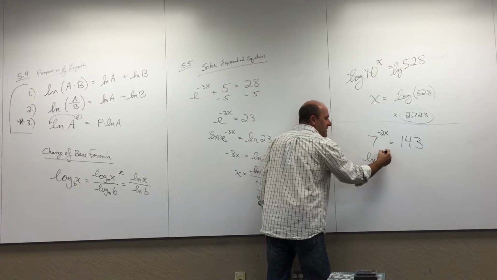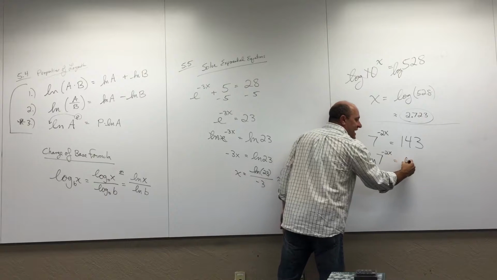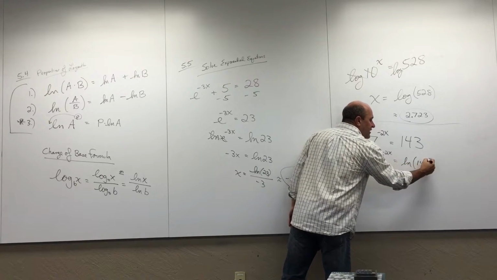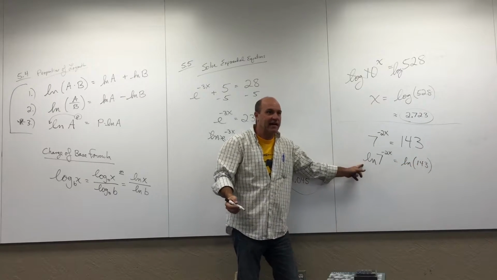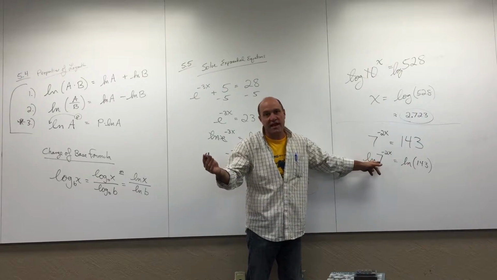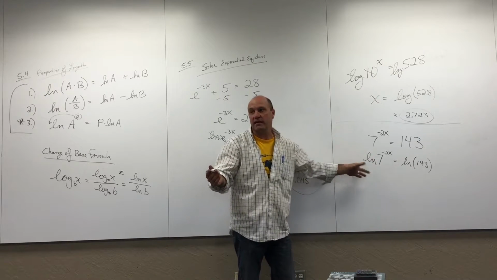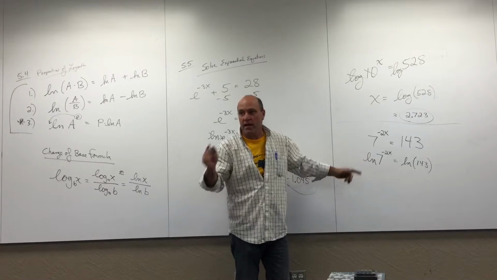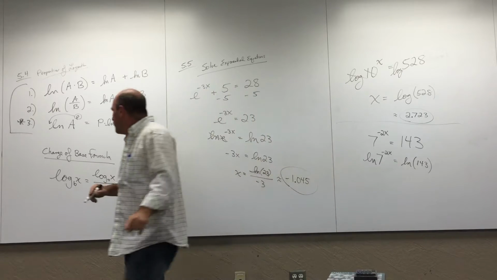So when I take the ln of this, now guess what though? It is not going to kill it. Because an ln is base e and it won't kill the 7. So I'm not canceling this. It's not working for me. But you know what will work for me?